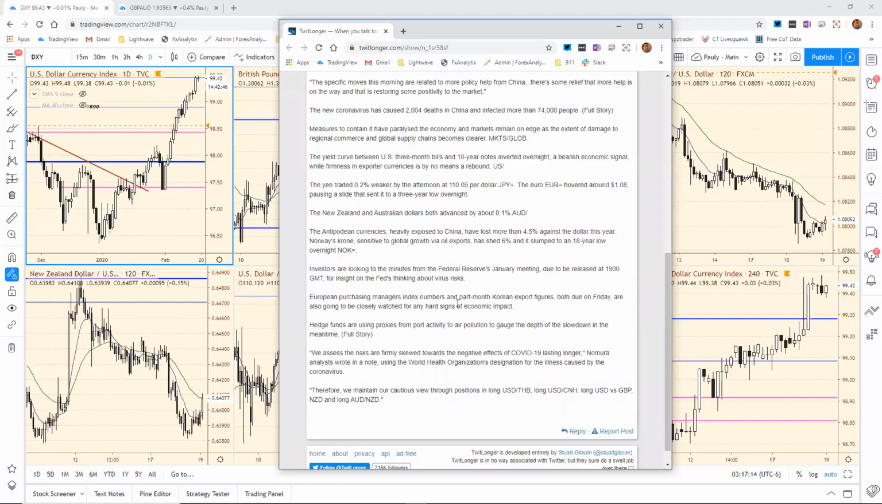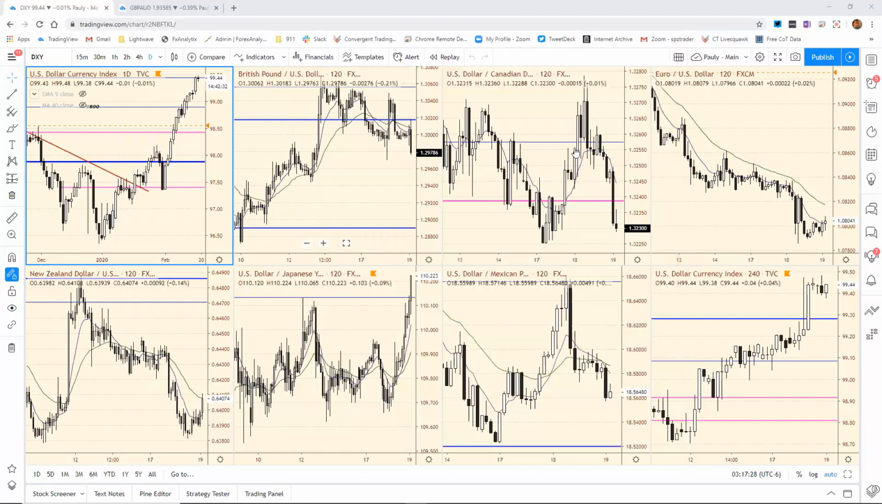European PMI numbers and part-month Korean export figures, both due on Friday, are also going to be watched closely for any hard signs of the economic impact. So it's European PMIs on Friday.